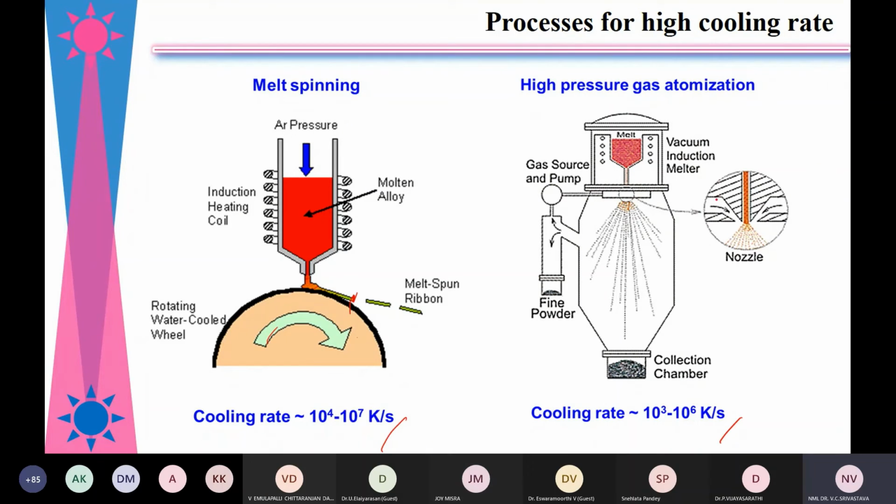Similarly, in gas atomization, there is a liquid and you have a nozzle. There you get inert gas jets, and this disintegrates the liquid stream into very fine droplets. Under the effect of the very high velocity gas jet, these droplets experience a very high cooling rate by convective heat transfer because of their very small size. So the surface to volume ratio increases, and that gives a very high cooling rate. It is not as high as in melt spinning, but it varies from 10^3 to 10^6 Kelvin per second.